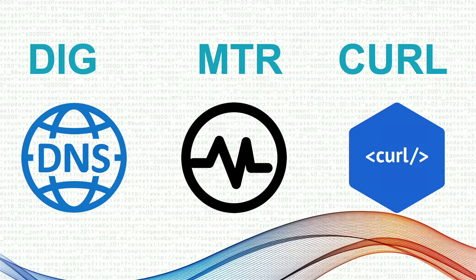Dig stands for Domain Information Groper. It is a network administration command line tool for querying domain name system name servers. It's useful for verifying and troubleshooting DNS problems and also for performing DNS lookups. MTR is My Traceroute, or Matt's Traceroute. This tool is very useful to check the network connectivity from Akamai towards your origin server, or between Akamai and the end user. Curl is client URL.